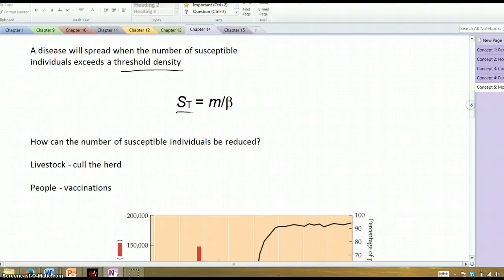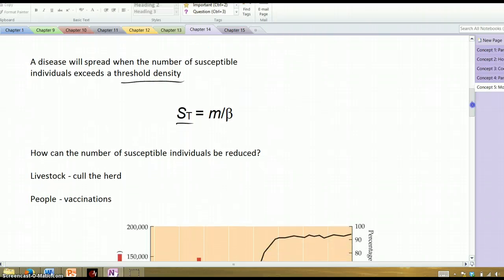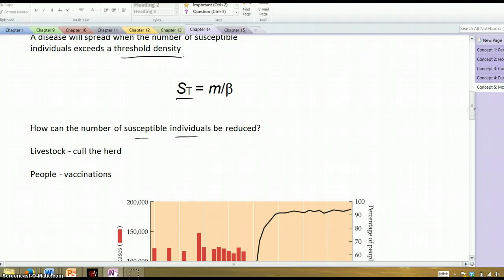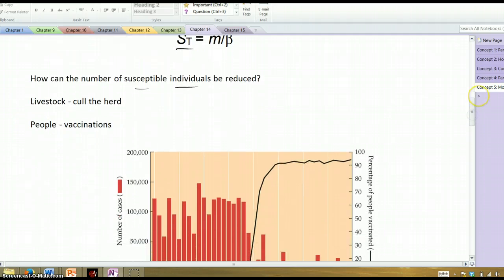All right, so essentially to try to control a disease, you want to control or reduce the number of susceptible individuals, because then you can decrease the chances that infected and susceptible individuals are going to get together. One very crude way of doing this, of course, is to literally remove or eliminate susceptible individuals. And this is done with livestock. If you have an outbreak in chickens or cattle in a particular herd, to keep it from spreading to other herds, you simply eliminate that herd. You cull the herd, slaughter those individuals.